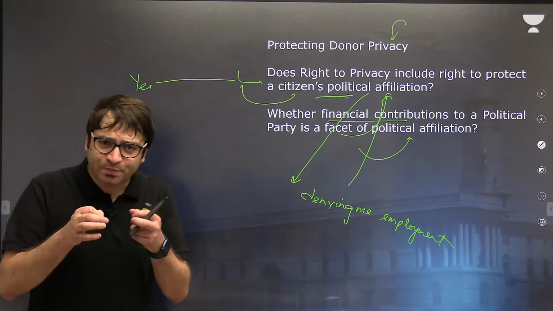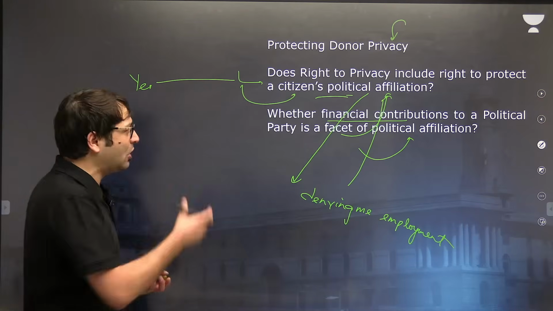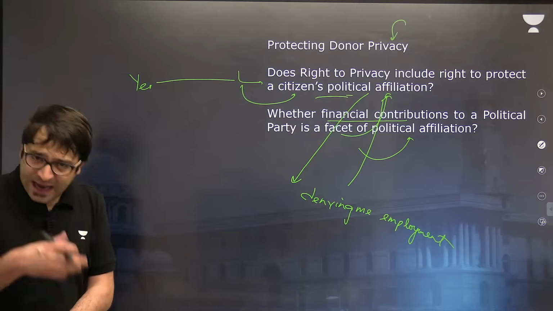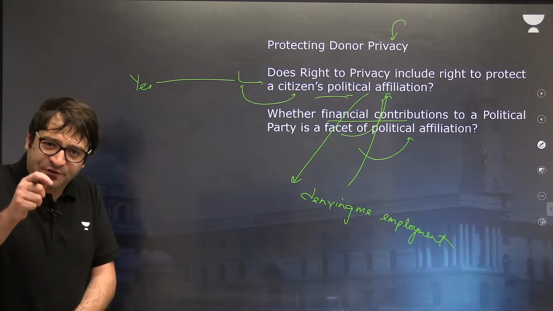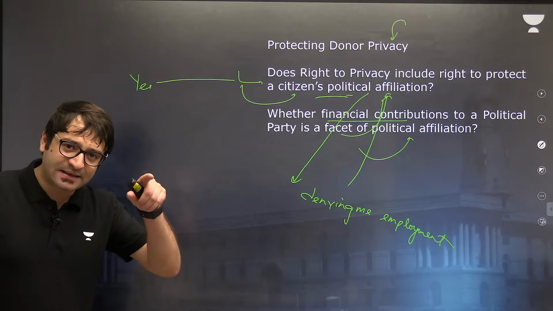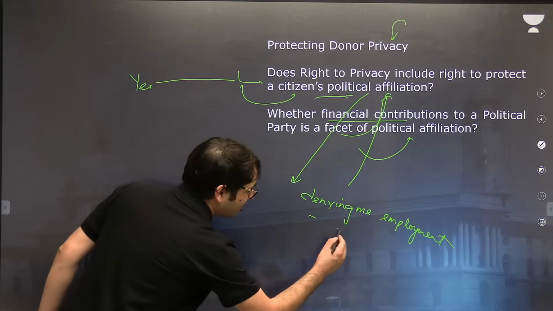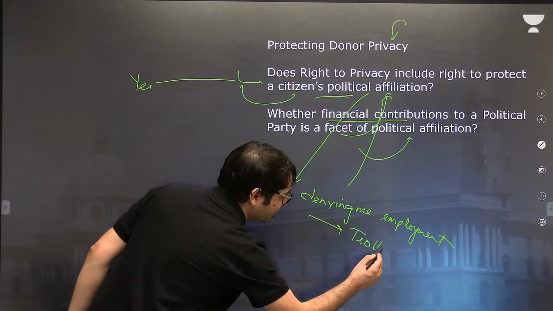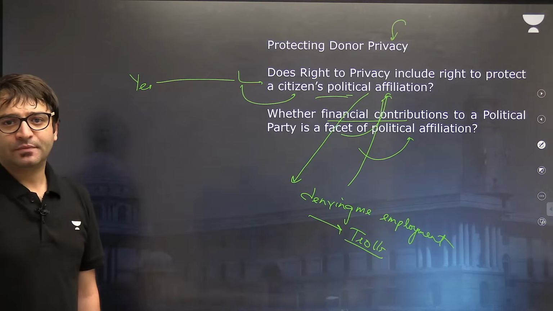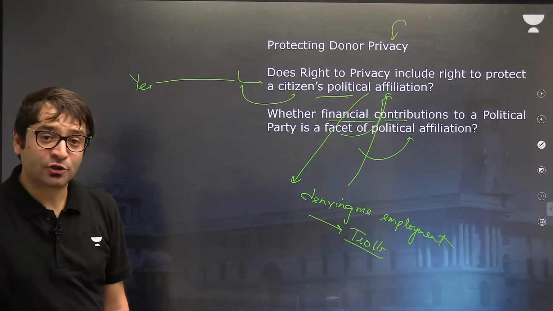So does right to privacy include protecting my political affiliation? Court said yes. We have to protect it. Because if we don't protect it, you may be victimized by the state, first by denying employment or by sending trolls against you. The trolls on Twitter. Not just this.